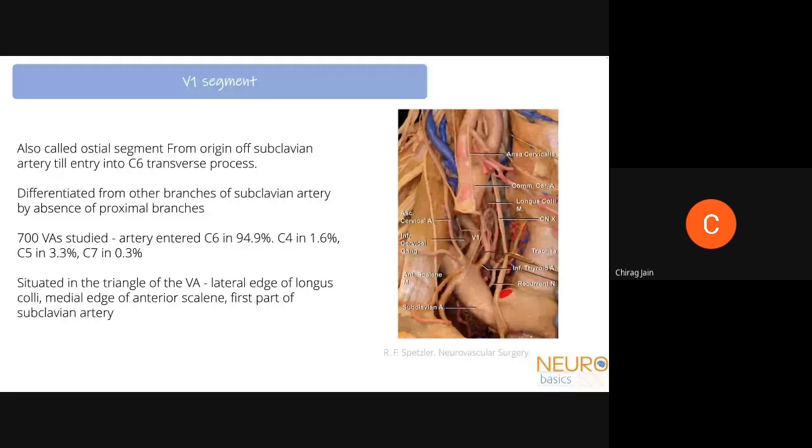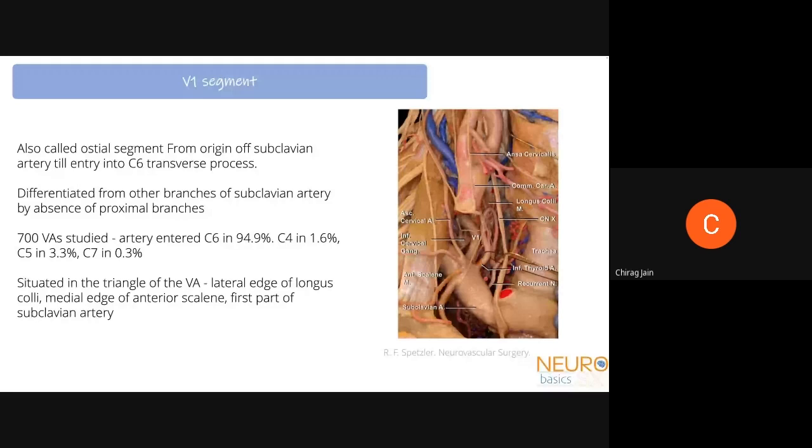The V1 segment is situated in the triangle of the vertebral artery, and that is bounded, as we can see here, by the lateral edge of the longus colli located here, the medial edge of the anterior scalene, and the first part of the subclavian artery located over here. So within this triangle, you can find the first segment of the vertebral artery.